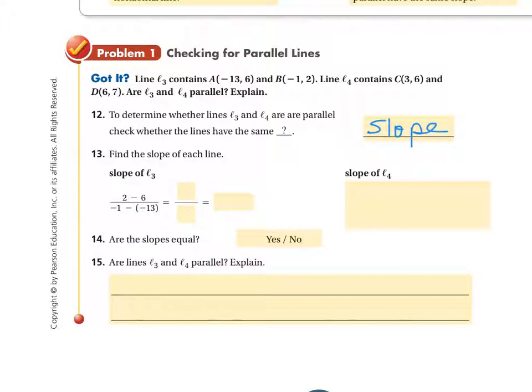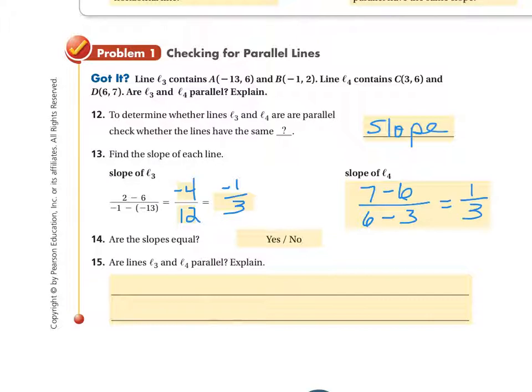So let's go ahead and simplify that. So 6 minus 2 is negative 4, and then 1 minus negative 13 is adding 13, so we get 12. So that simplifies to be negative 1/3. And now we need to calculate the slope of line 4. So we're going to play the same game. The y coordinate of D, 7, minus the y coordinate of C, 6, over the x coordinate of D, 6, minus the x coordinate of C, 3. So that simplifies to 1/3.